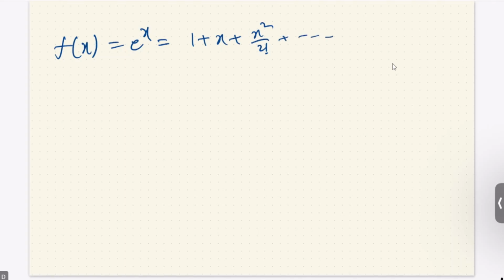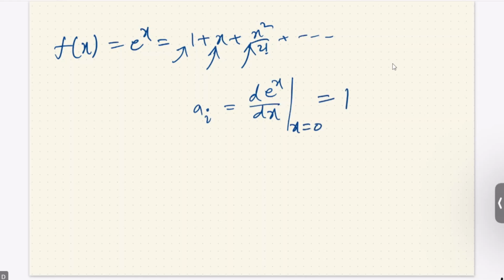But now if you think very carefully, if you take f(x) equal to e^x, equal to 1 plus x plus x squared by 2 factorial plus and so on, the coefficients you are sitting with here are all what? The a_i's are d(e^x)/dx at x equal to 0, that is 1 everywhere.